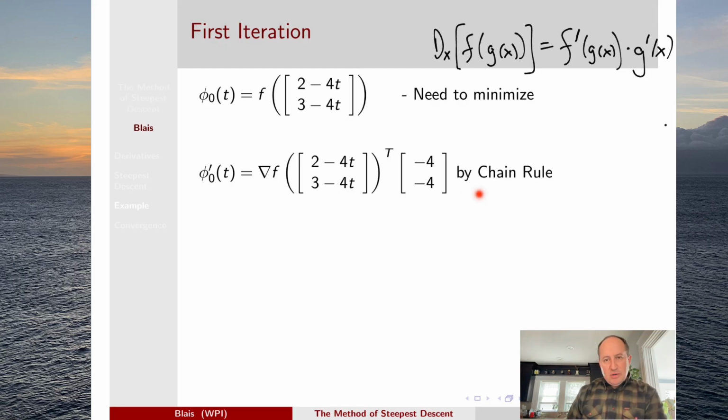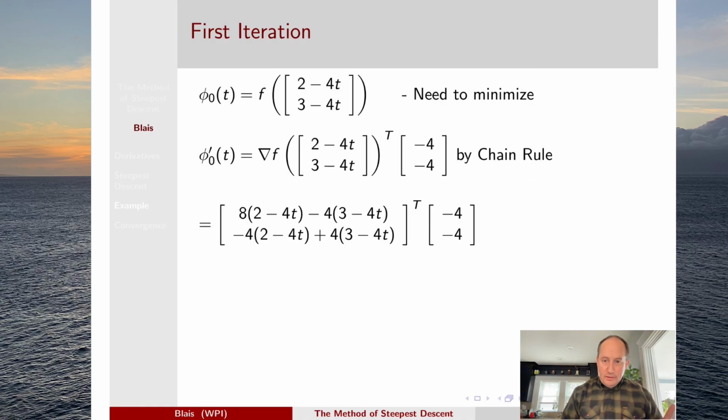This is a similar rule, where the derivative of the outer function, leaving the inner function alone, is the gradient of f, leaving that inner function alone. And then we're taking the dot product with the derivative of the inside function, which is going to be the vector of derivatives with respect to t. So we get the gradient of f at (2 minus 4t, 3 minus 4t), dot product with (negative 4, 4) by this version of chain rule.